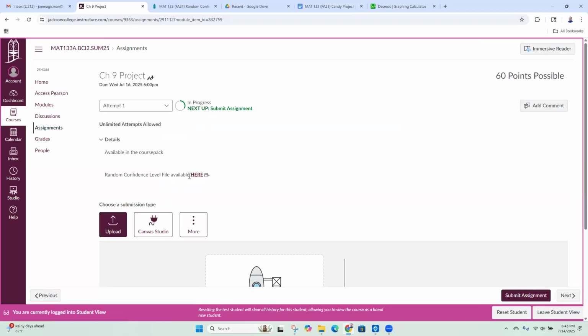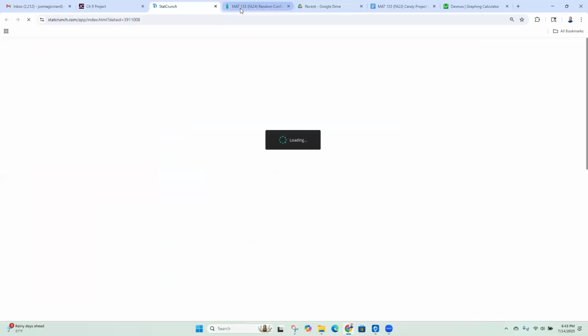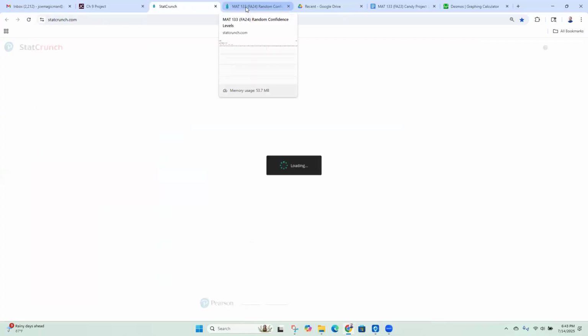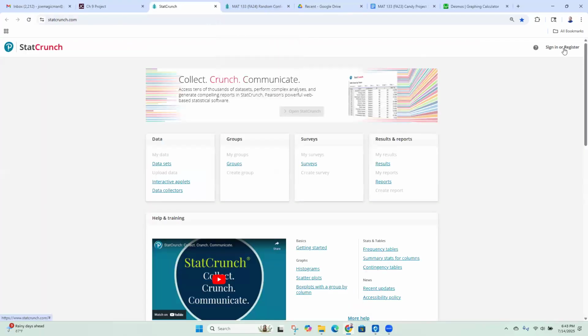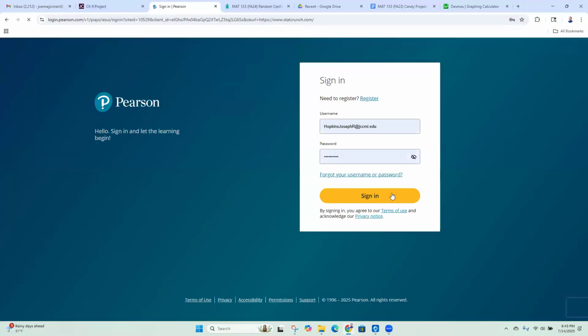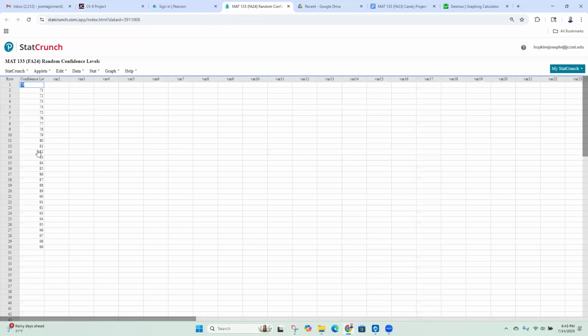And there is a link that, if you click it here, is going to take you to StatCrunch. Make sure that you sign in. Once you've signed in, it's going to bring you to a page that looks like this.